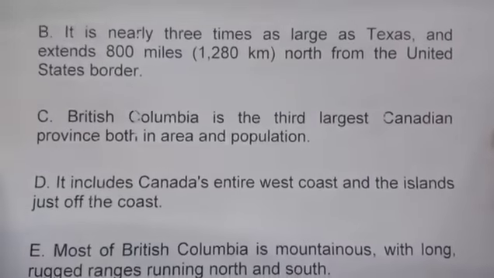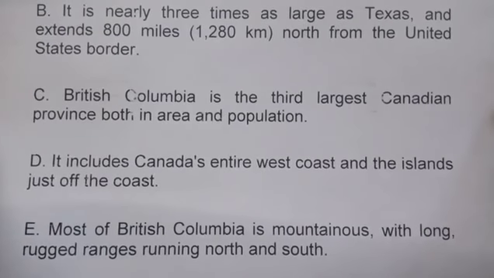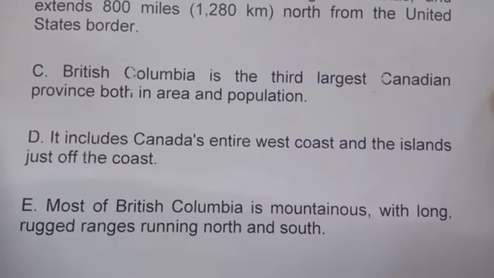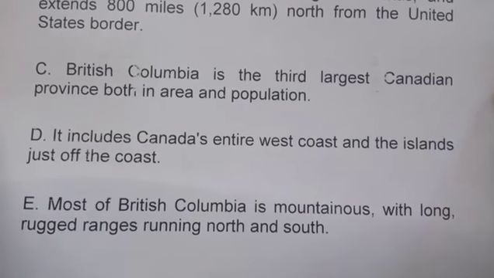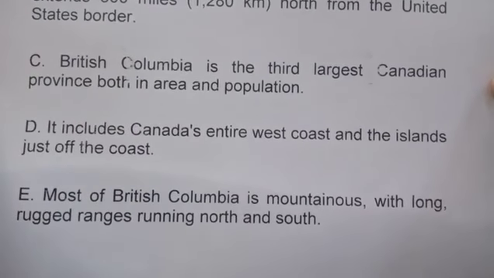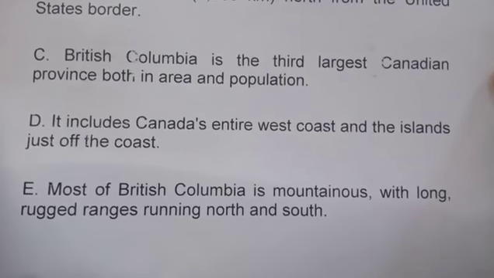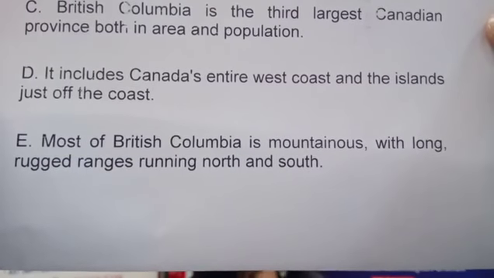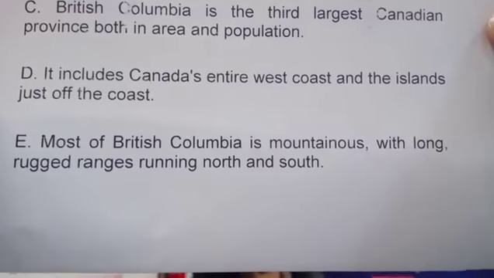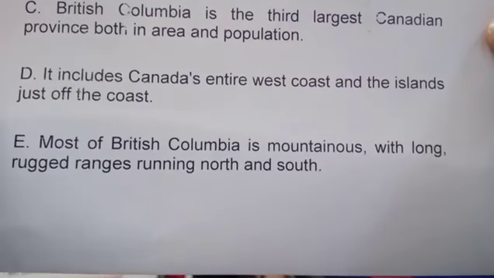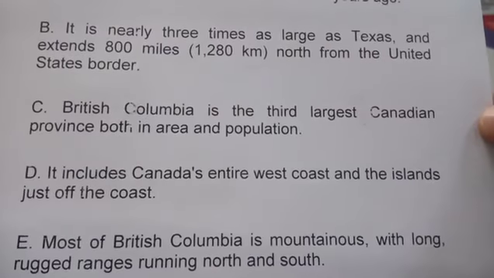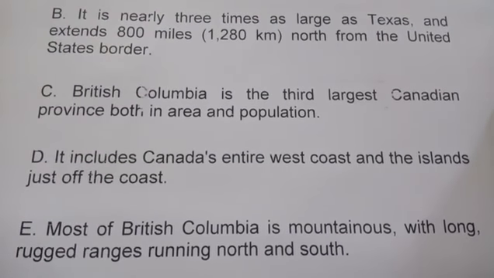Let's go to C. British Columbia is the 3rd largest Canadian province both in area and population. Yes, this could be an introduction. Looks like a good introduction. D again starts with "it includes Canada's entire west coast and the islands just off the coast." So again it starts with it, so it cannot start your passage. And lastly E, most of British Columbia is mountainous with long rugged ranges running north and south. So this could be the introduction, but the best introduction is definitely C.